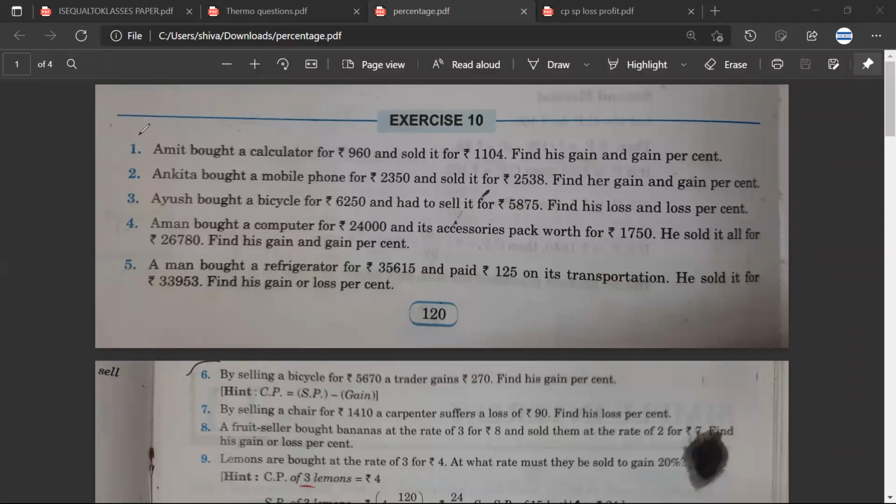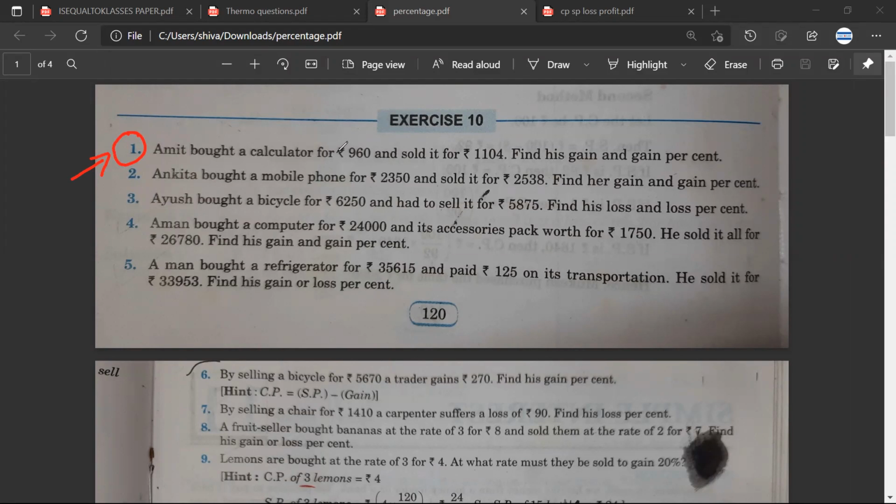Okay, Mr. Sarthak, question number 1. How should I do this? In question number 1, the gain will be 1104 minus 960. So the answer is 144.